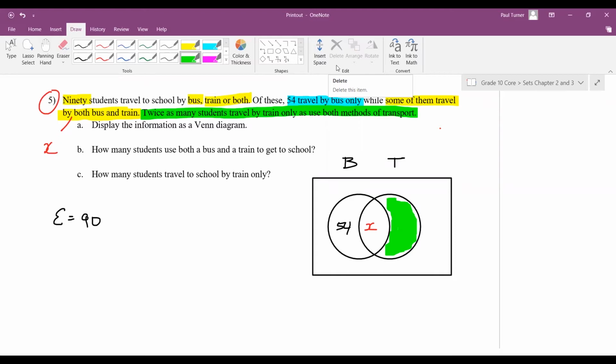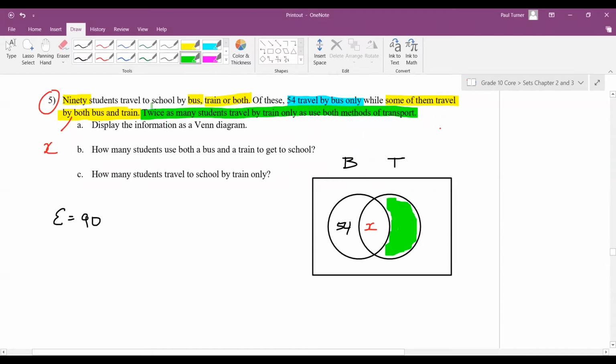Green. What expression can I put in there? I can't put a number yet. So it should be some expression. 90 minus 54 minus X? Read the screen bit. Twice as many students travel by train only as use both methods of transport. Wait, 90 won't be part of the answer.